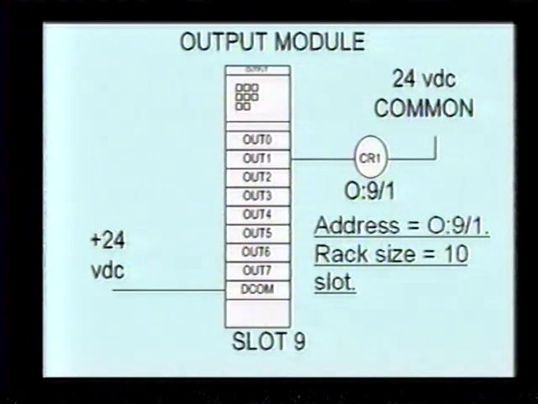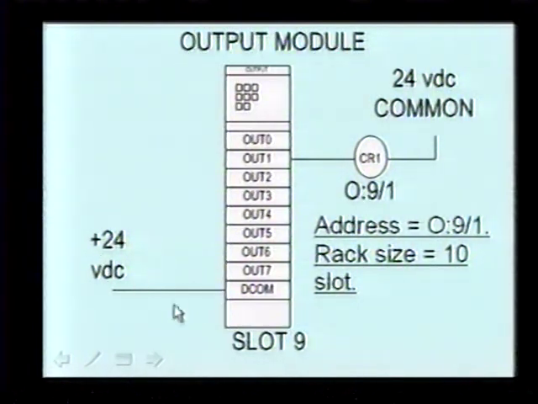And the rack size here, we said, because it's 9 slots, you could get a 10-slot rack to solve that, or you could get multiples of smaller racks. A 10-slot or 13-slot would definitely be a solution, or two 7-slot racks, or one 4-slot and one 7-slot rack. There are a lot of different combinations for this output module in slot 9. Again, that's an output module, so that's O:9, slot 9, /1, bit 1.